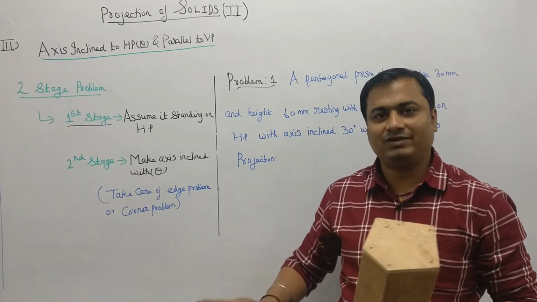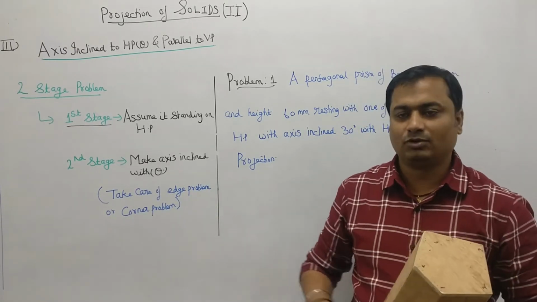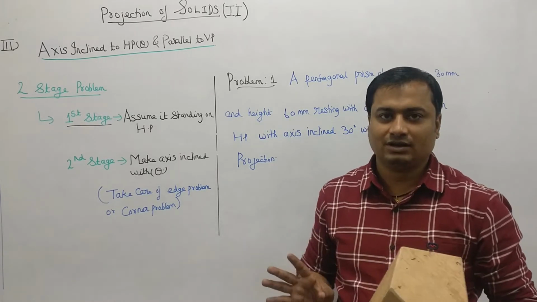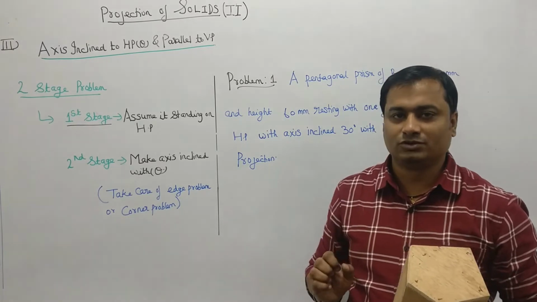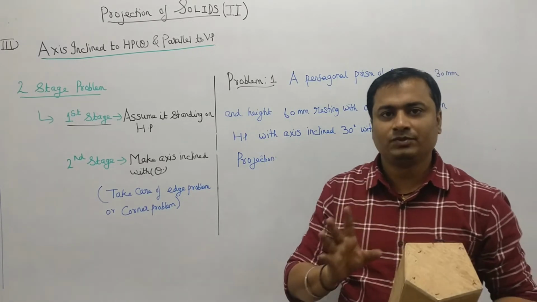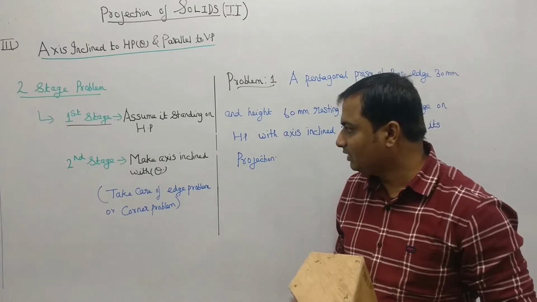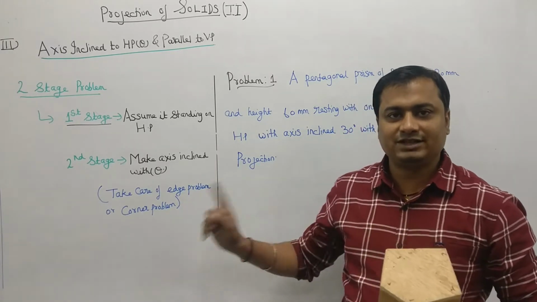The same thing we have taken care of in the plane also. The problem is of edge or of corner, for prism and pyramid, because they have terms like edge and corner. So we have to take care whether the problem is of edge or corner. Again, I am repeating the steps of what we have to do.